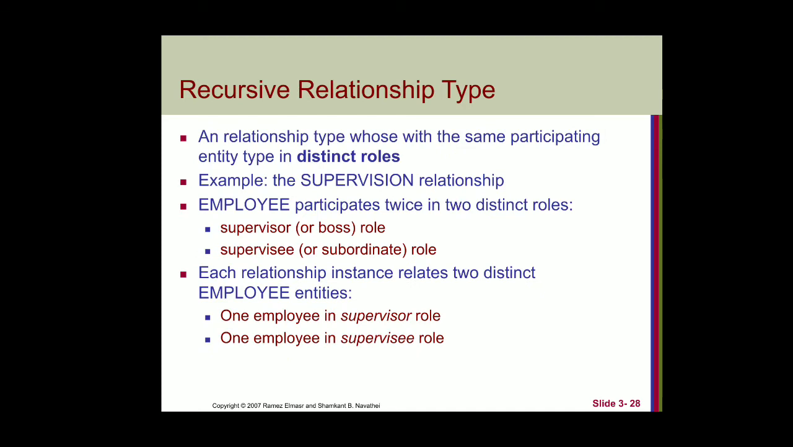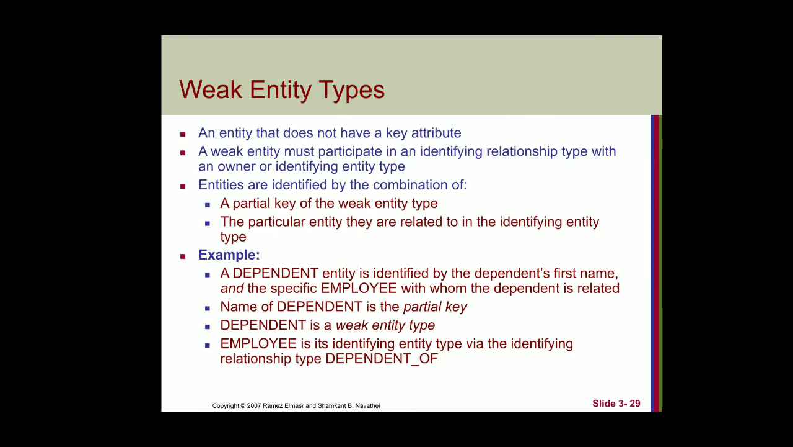Then what do we mean by a recursive relationship type? It is a relationship type with the same participating entity type in distinct roles. If we consider the example of the supervision relationship, here we consider a single entity type, employee, which participates twice in two distinct roles. One role is supervisor or the boss, the second role is supervisee or the subordinate. Each relationship instance relates two distinct employee entities, one employee in the supervisor role and another in the supervisee role. You can consider a diagram over here.